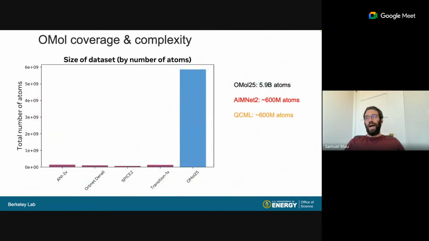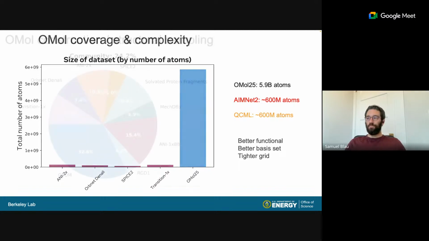Also, just as far as raw size, compared to some of the most well-known molecular data sets, we're basically 2 orders of magnitude more total atoms simulated. Compared to the largest previous data sets, we're still over an order of magnitude larger. And not only larger, but also higher quality: better density functional, better basis set, tighter integration grid. So the ability to go larger and more diverse and higher quality at the same time is really quite unique, and a tribute to the resources that Meta was willing to put towards this project.